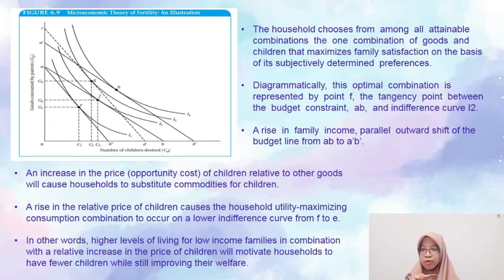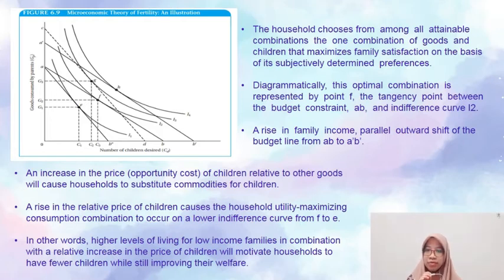Next, we look at figure 6.9. It means that the household chooses from among all attainable combinations the one combination of goods and children that maximizes family satisfaction on the basis of its subjectively determined preferences. Diagrammatically, this optimal combination is represented by point F, the tangency point between the budget constraint AB and indifference curve I2. A rise in family income causes a parallel outward shift of the budget line from AB to AB prime.